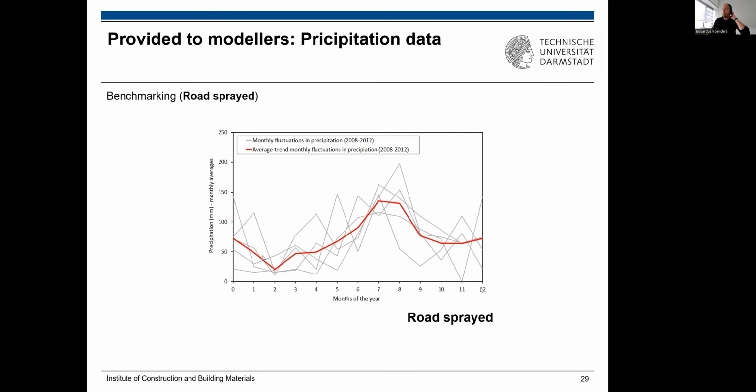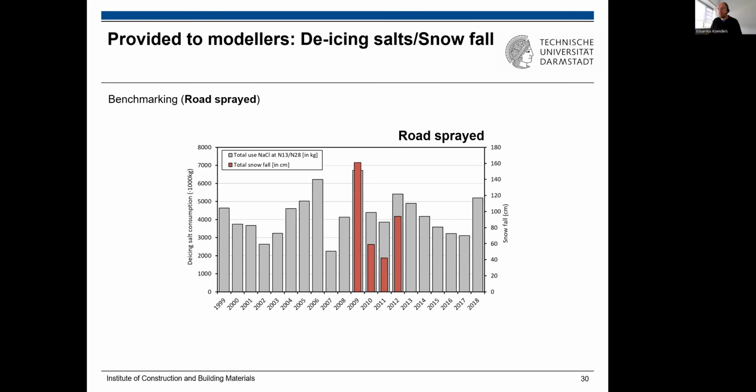Also here are the monthly fluctuations of the precipitation, and you can see the average fluctuations in precipitation over the year. This is the month of the year, 1 to 12, and then here you see the millimeters of average precipitation. Of course, the panels will also catch some rain, and the surface of the panel will be influenced by that. Finally, also the chloride.